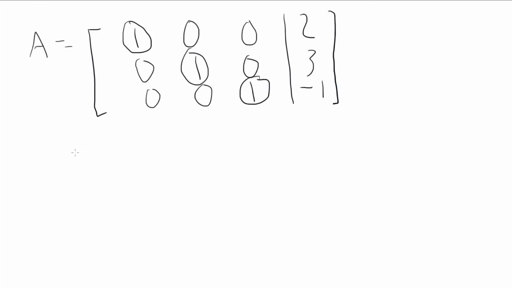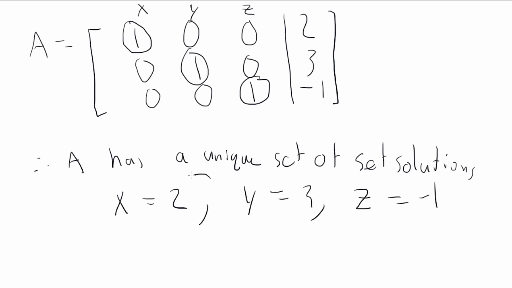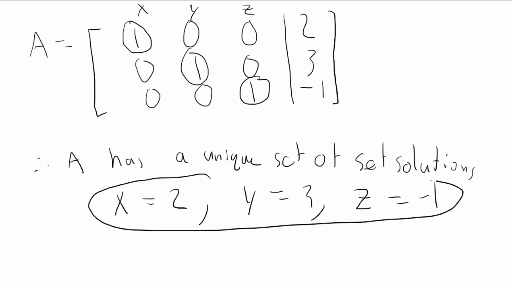And this matrix right here, matrix A, has a unique set of solutions. So recall, this was x, this is y, this is z, you can write it as that. So we know that x is equal to 2, y is equal to 3, z is equal to -1. And we have our answer right here with the use of matrices.